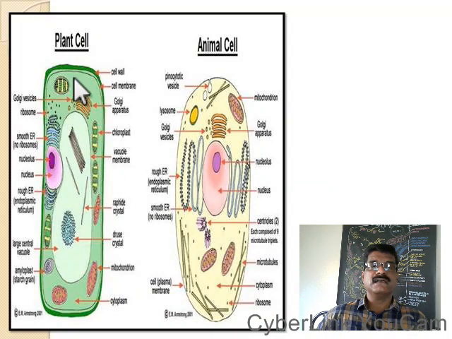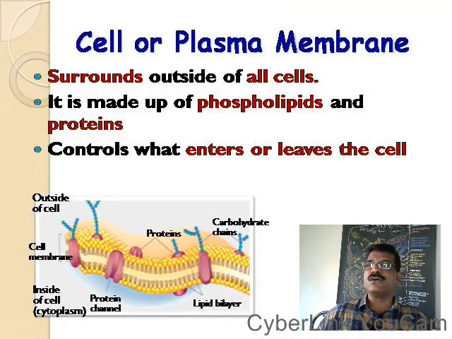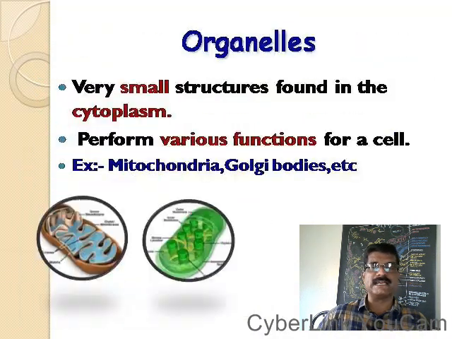This is chloroplast in case of plant cell. But chloroplast is not seen in animal cell. In case of animal cell, other structures are there. Mitochondria are seen in both the cells. Okay, so let us see the organelles one after the other.